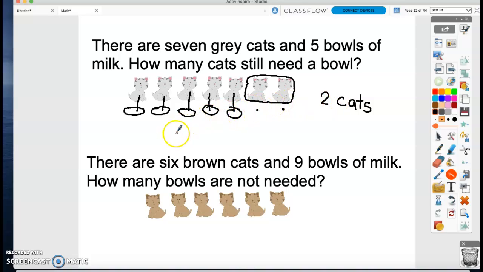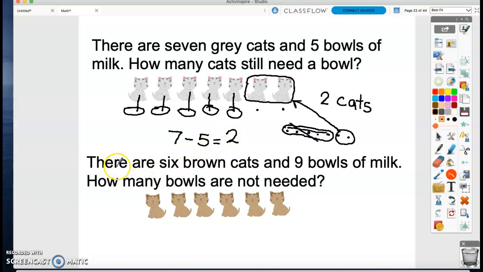So if I were to write a number sentence, I have 7 cats, and I'm going to subtract the 5 bowls that I know I have, and I'm going to come up with how many more bowls I need, or how many cats don't have bowls. So 1, 2, 3, 4, 5, 6, 7. I know that 5 cats have bowls. So we don't need to worry about these 5 cats. So when I look at my answer, I see that I have 2 cats that need bowls right here, and that matches my picture of my 2 extra cats. So 7 minus 5 equals 2.